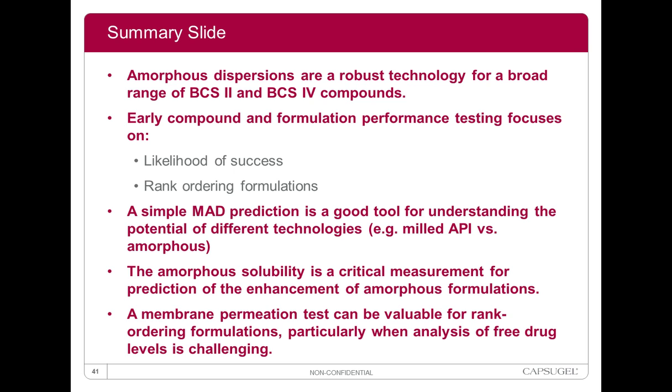The amorphous solubility test that I showed is really a critical aspect of early formulation before we begin to make formulations, to understand what is that amorphous solubility and what polymers we can choose to best help sustain that amorphous solubility for rapid crystallizers. And then the membrane permeation test is really another tool in dissolution testing to further understand speciation and to compare formulations, particularly when assessing the level of free drug in a rapid dissolution test is challenging.